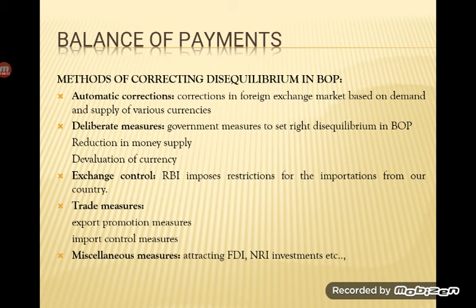Then we have trade measures as one of the methods. First, export promotion, promoting the exports. Goods from small scale industries and medium scale industries are all promoted and given trade exemptions in order to earn higher foreign exchange. So that is the export promotion measure. And then import control.